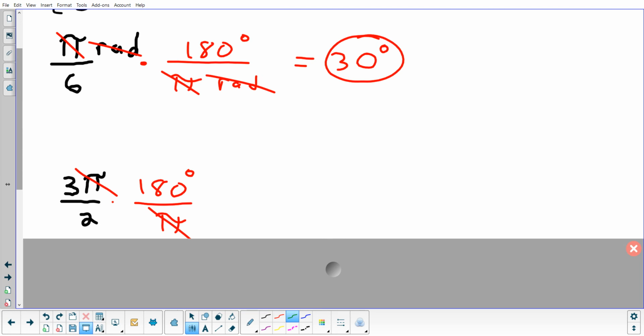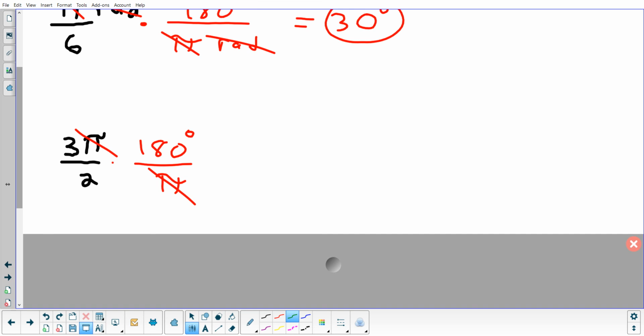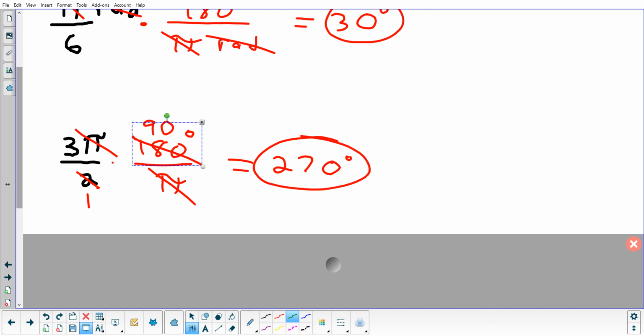And Justice, anything there that I can reduce? Well, is there any number in the top that's divisible by a number in the bottom? 180 by 2. Yeah. What do you get if you divide 2 into 180? 90. So let's divide 2 into itself, you get 1. And you get 90. The degree symbol still sits right there. Nothing happened to that. All right. So Jade, what would be my answer here? 270 degrees. Yep. 3 times 90 is 270 with a degree symbol. Perfect.